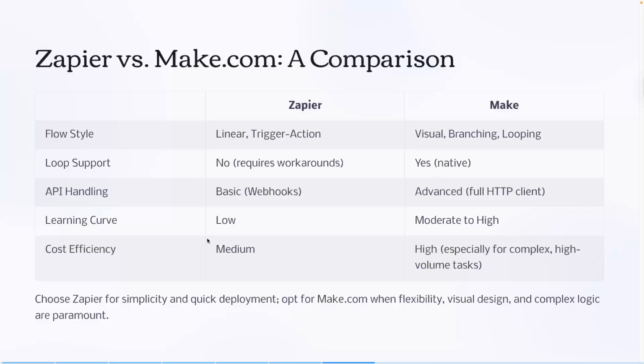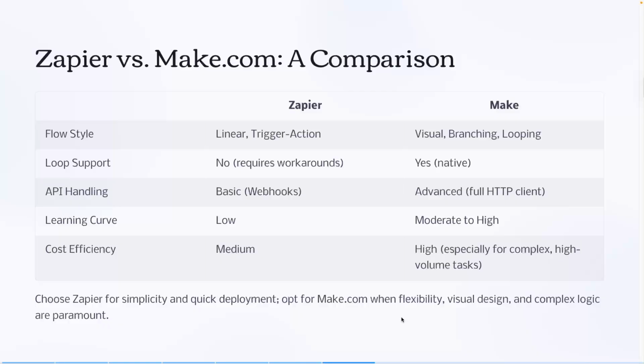Custom API calls. Okay. Learning curve, of course, Zapier is very low. Make is moderate, I would say, not high. It is just a few differences between Zapier and Make. If you're able to cover that delta difference, you'll be able to do Make very easily. Cost, yes, medium cost for Zapier, and Make is on the higher side, right? So choose Zapier for simplicity and quick deployment, and Make.com when flexibility in visual design and complex logic are paramount.